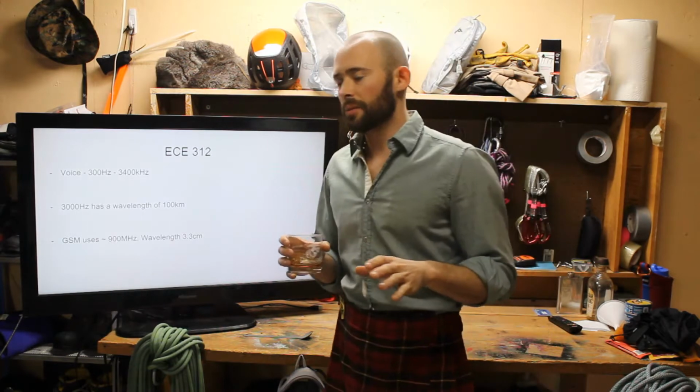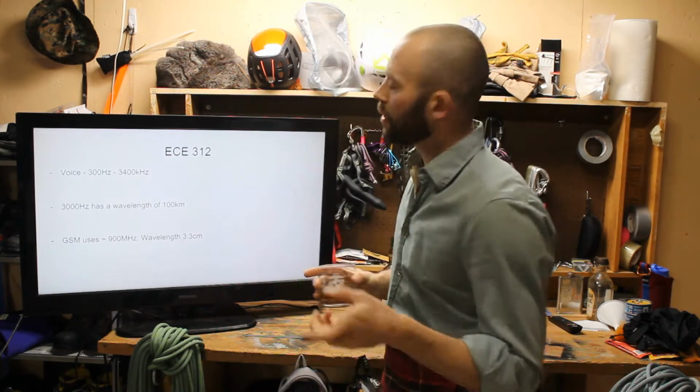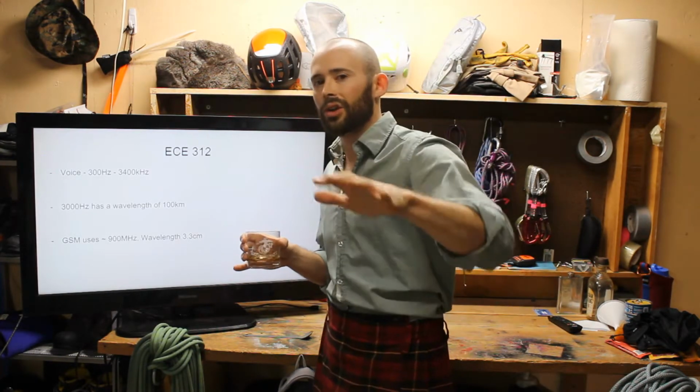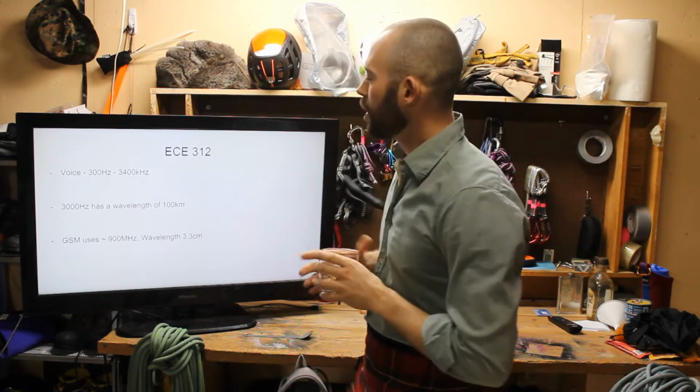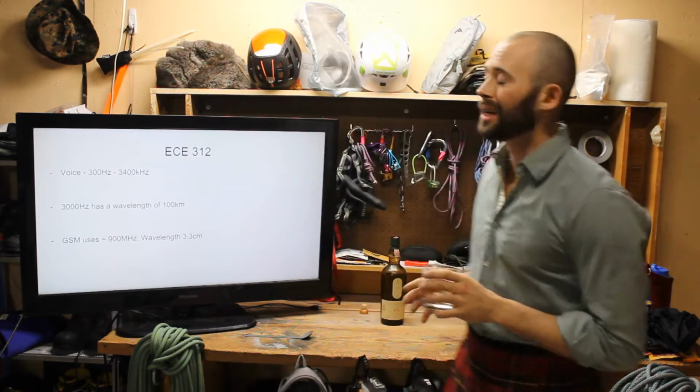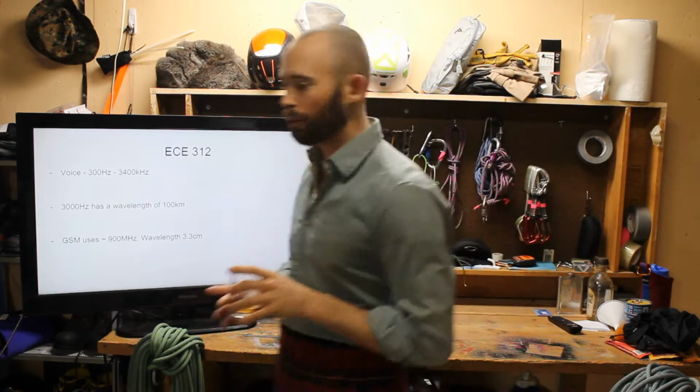So that's completely impractical. GSM, however, uses around 900 megahertz as the carrier frequency, which has a wavelength of 3.3 centimeters. So that's much more manageable.